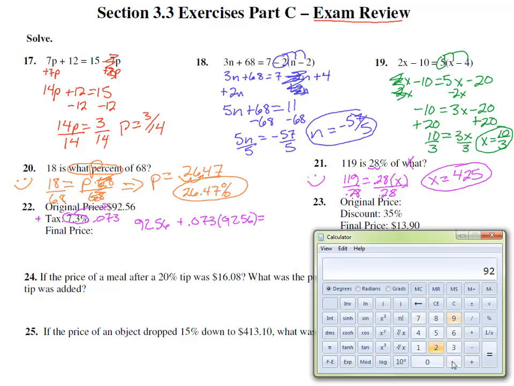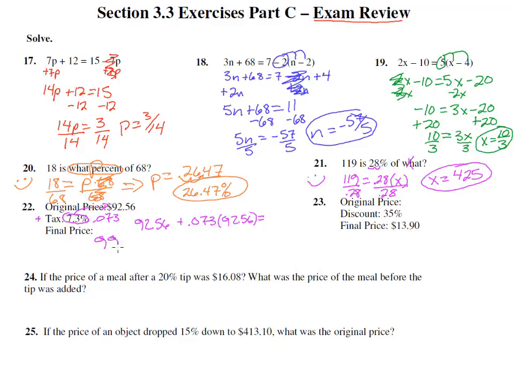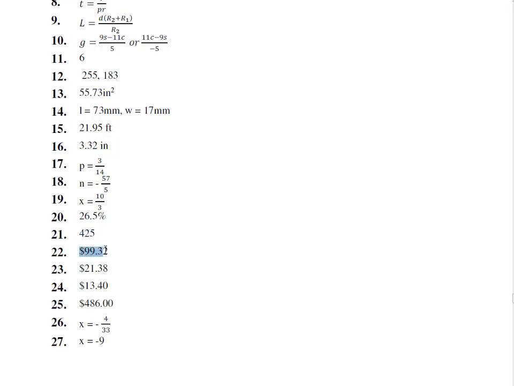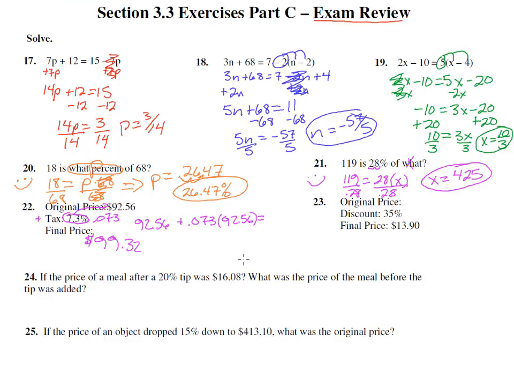We have the 92.56, and then we add on 7.3%, 0.073 of, which times that 92.56. And we get 99.316, so 99.32. 99.32 right there. Let's check our answer. $99.32 correct. Now let's do the next one.